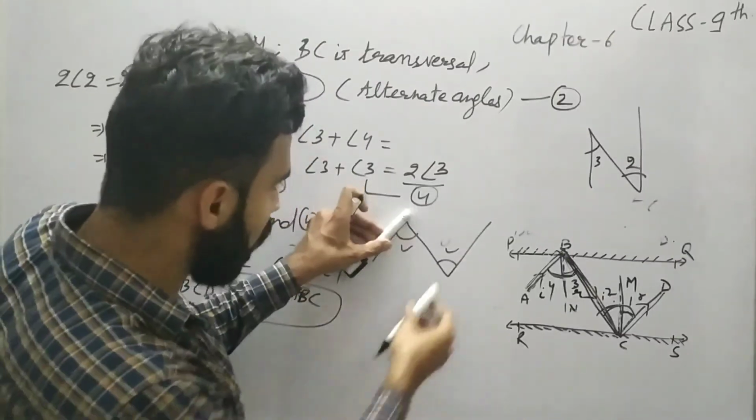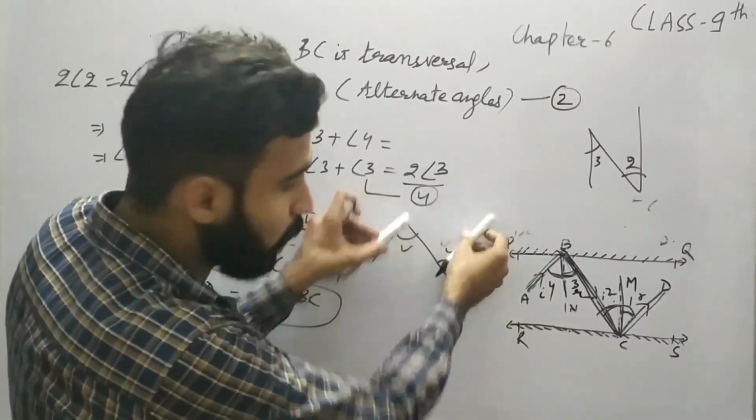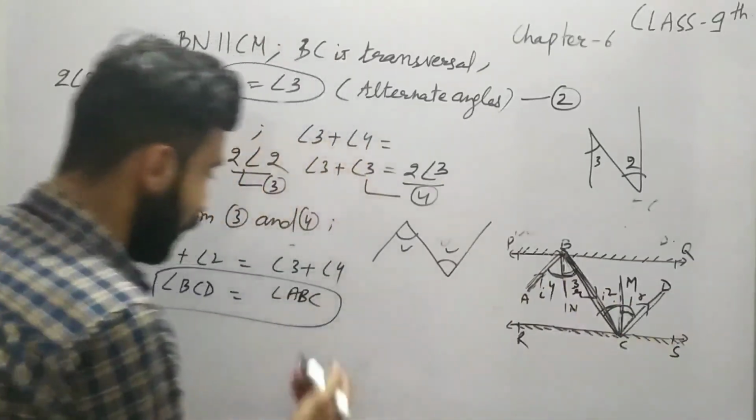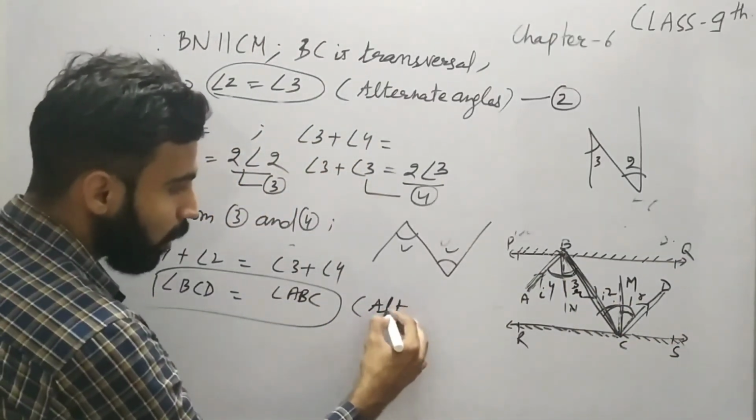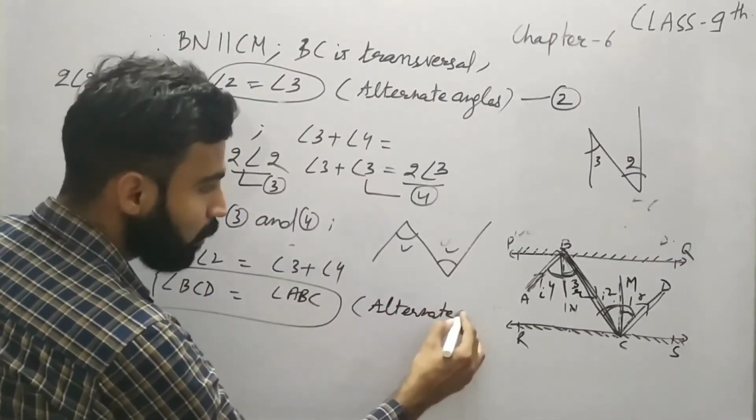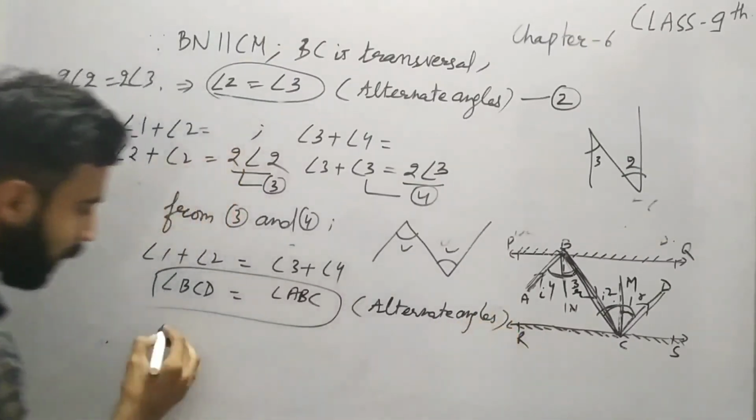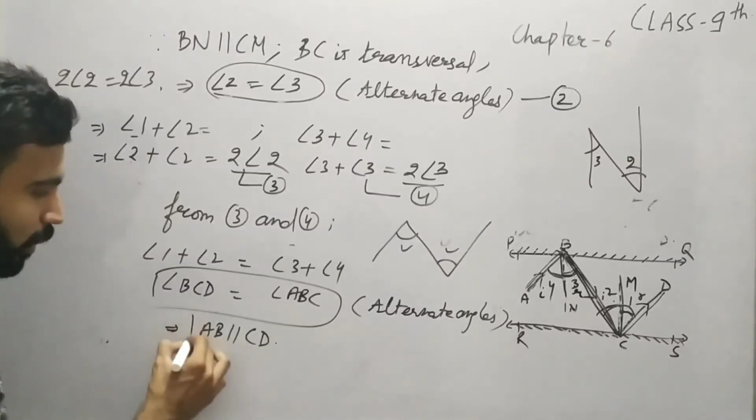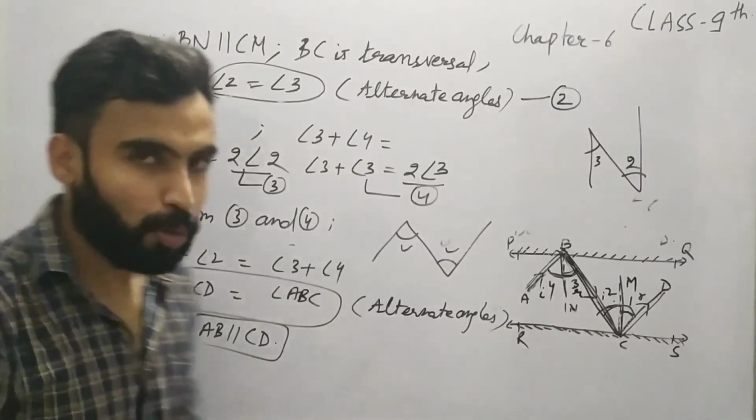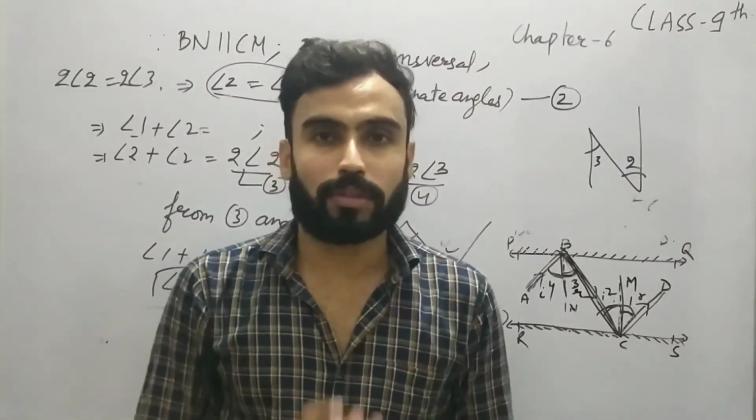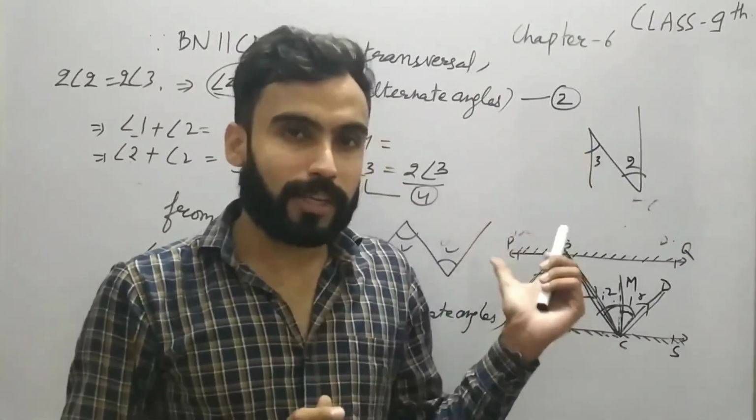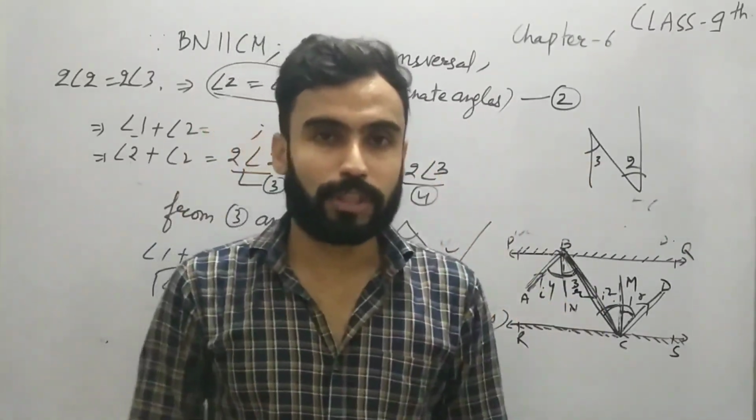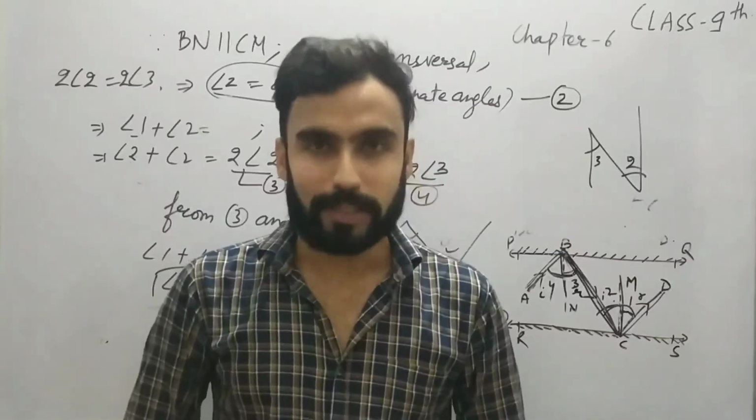Then the lines are going to be parallel right here. That means AB is parallel to CD. Let me just write that they are alternate angles. That means AB is going to be parallel to CD. This was what we have to prove in this question, right? So just rewrite it and just concentrate on this question so that you can understand it better. That's all from my side.